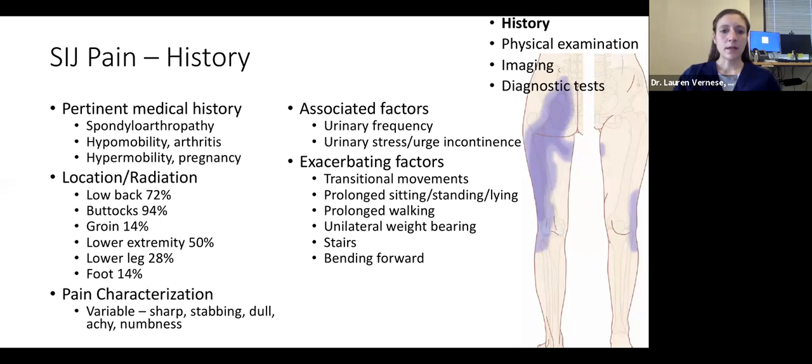I don't have alleviating factors up here because they've unfortunately not proven in the literature to have any consistent pattern. However, I will hear patients say cracking my back helps, or shifting my weight when I'm sitting to the asymptomatic side.